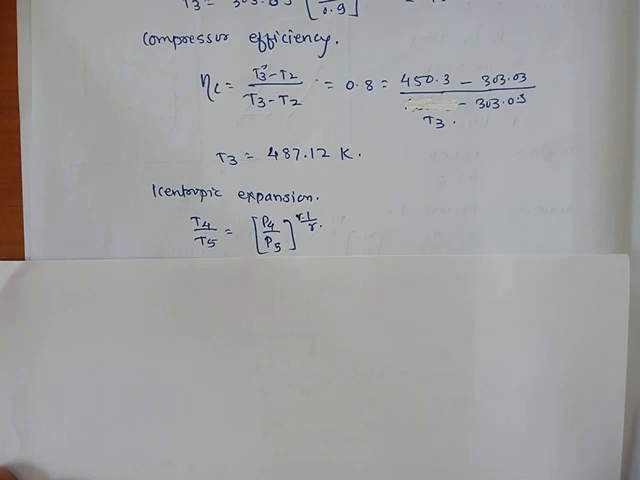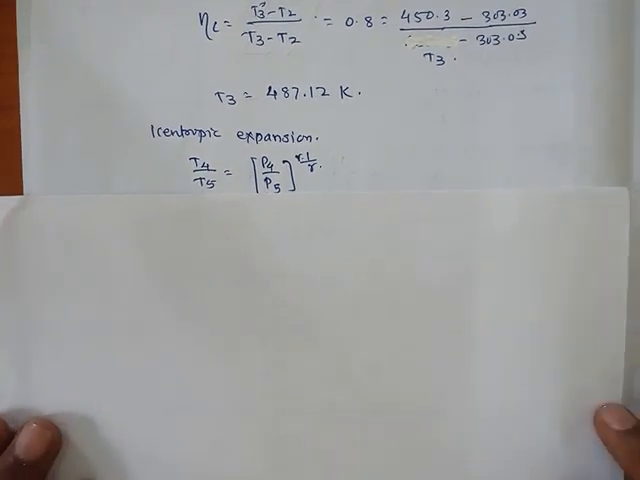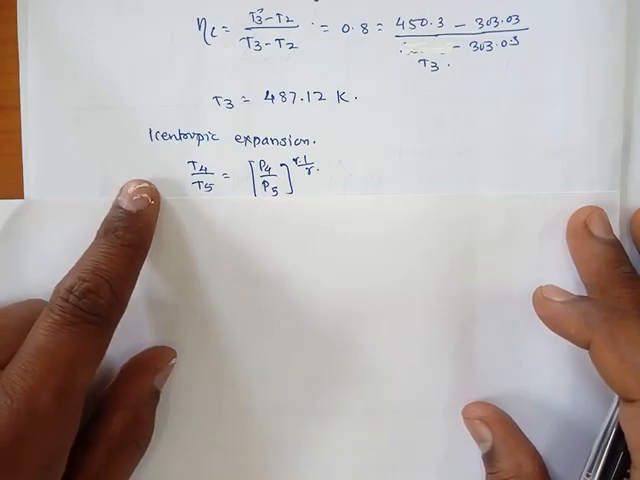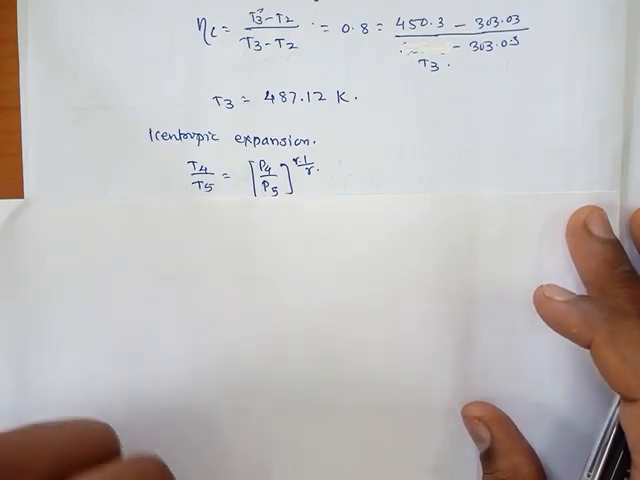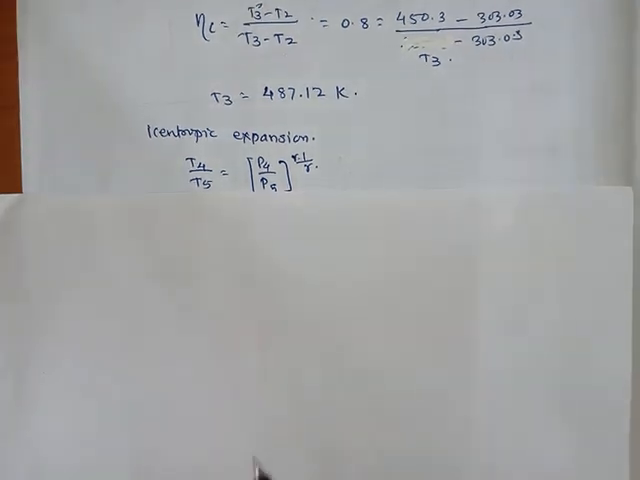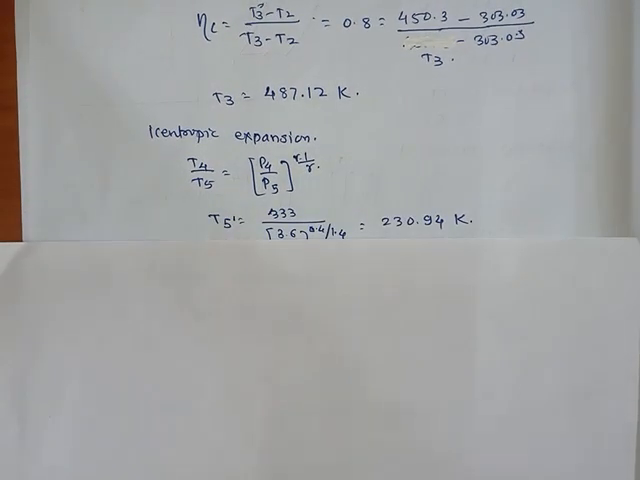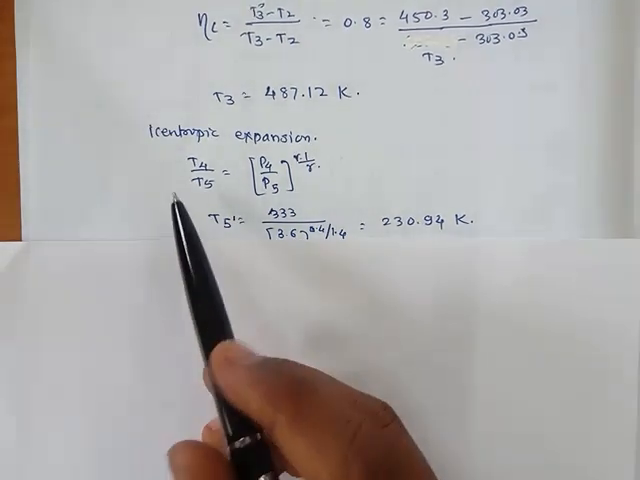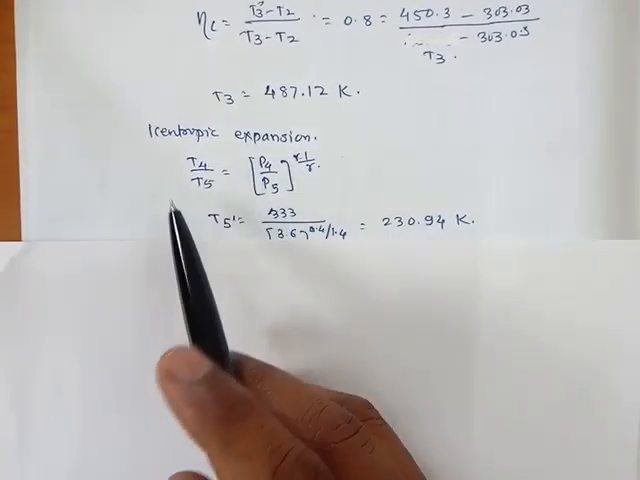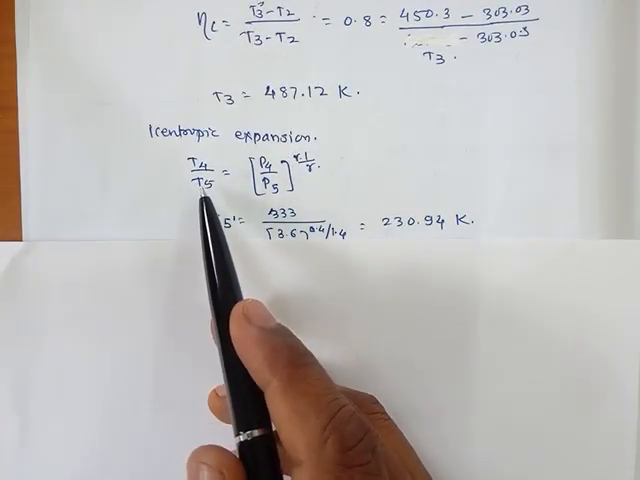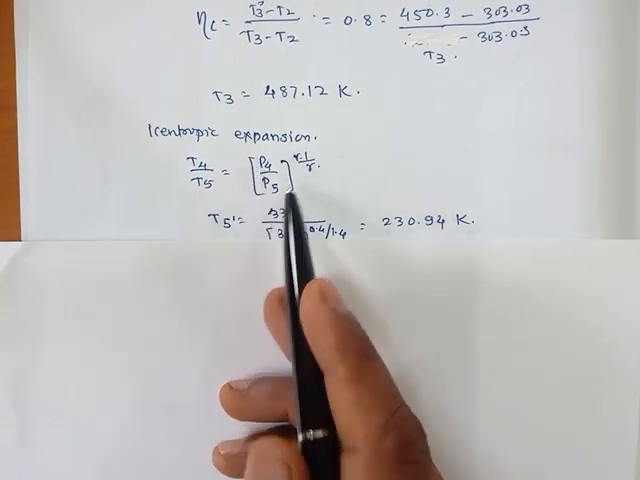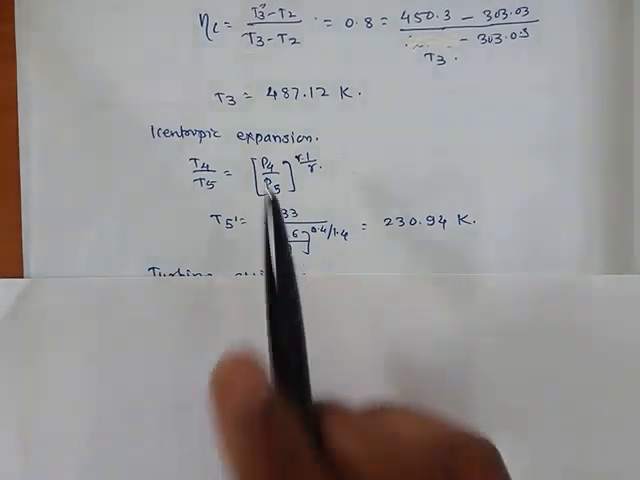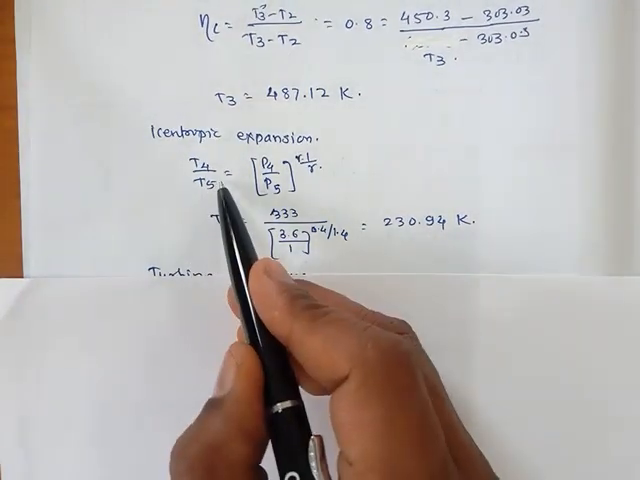Now next one, the isentropic expansion process. Directly we are moving toward the isentropic expansion because the temperature at the outlet of the heat exchanger is given. So there is no need to find the temperature again at the heat exchanger outlet. So directly we do the isentropic expansion process. Here T4 divided by T5 is equal to P4 divided by P5 raised to gamma minus 1 upon gamma, again the isentropic relation. From that we will find the T5 dash temperature.